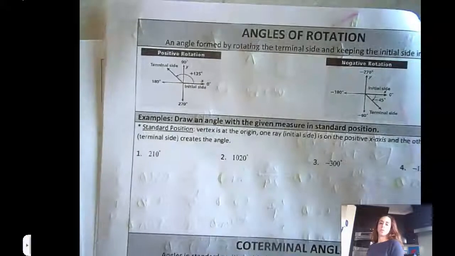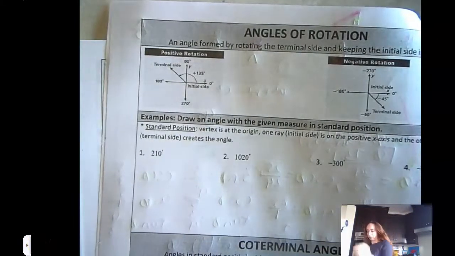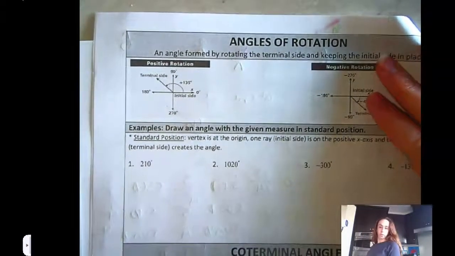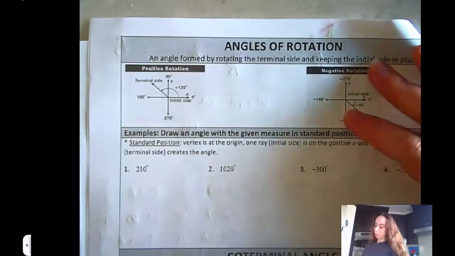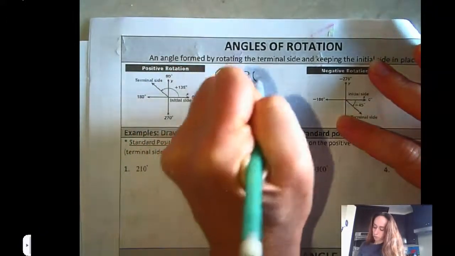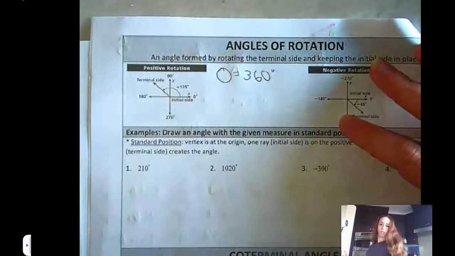So this is angles of rotation. It's a fancy way of saying here's different ways that we can graph it and represent what the degree actually is. Okay? So if you remember what I told you before, a circle has 360 degrees. But how do you know where to start? How do you know where to end?